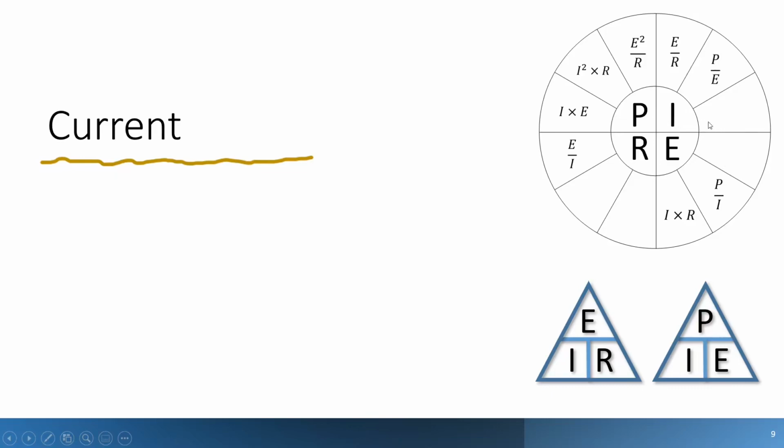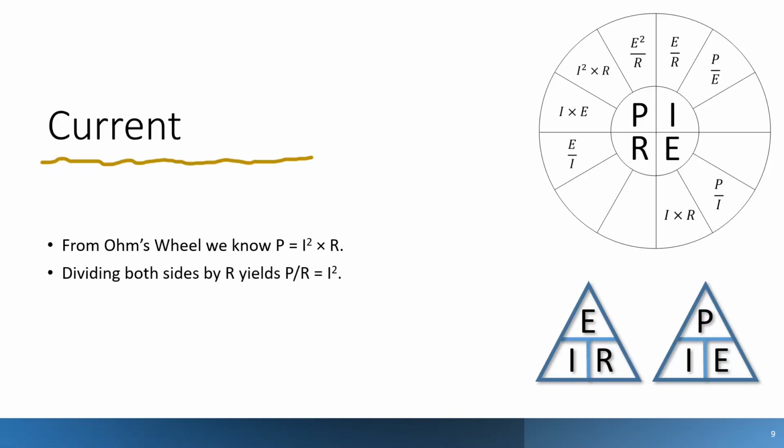So we only have 1 more here to calculate, and let's see how we're going to do that. From the Ohm's wheel, we know that P equals I squared times R. So that's the one we just calculated here. And so that one, all we have to do is move it around and do one math formula, and we have our 3rd current formula here.